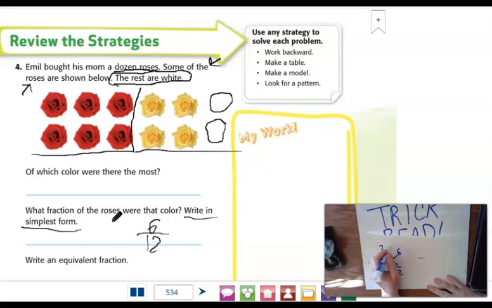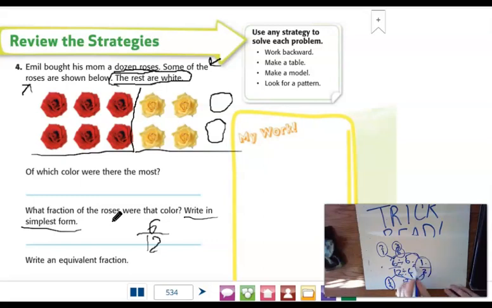1 times 6, 2 times 3. 12 has 1 times 12, 2 times 6, and 3 times 4. So I have 1, 2, and 3 as common, and 6. So I'm going to divide by 6 on top and bottom. 6 times what is 6? 6 times 1 is 6. 6 times what is 12? 6 times 2 is, or you could say 12 divided by 6, 6 divided by 6.